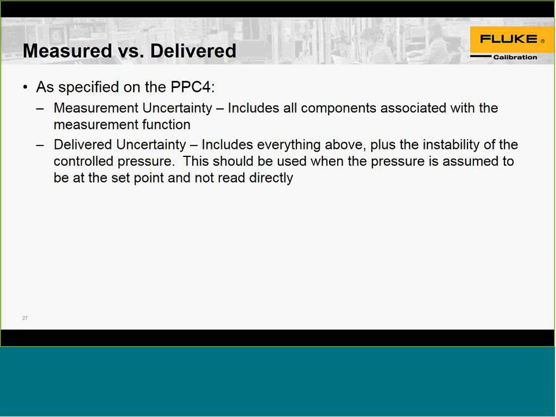There is measured and delivered uncertainty. On the PPC4, the measured uncertainty includes all components associated with the measurement function, not the control function. Delivered uncertainty includes everything above, plus the stability of controlled pressure. This is when the pressure is assumed to be at the set point and not read directly.